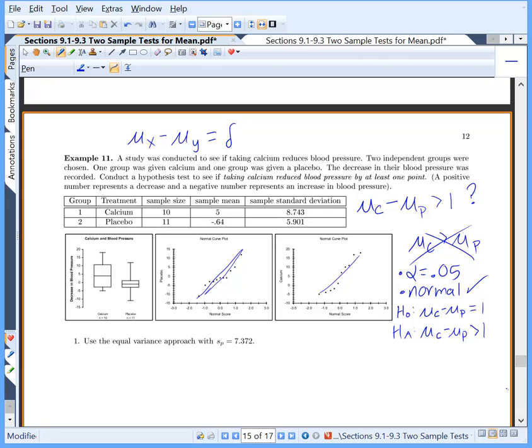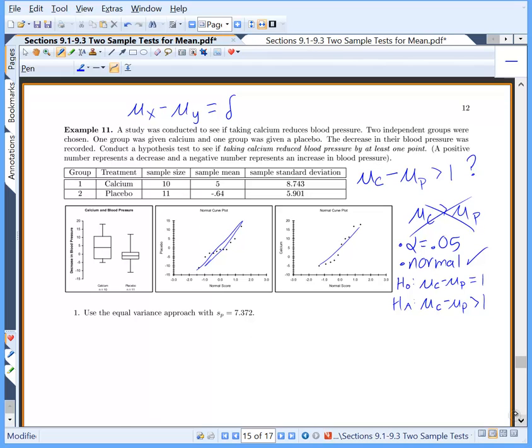So for our first part, use the equal variance approach with a pooled standard deviation, so that's standard deviation, not variance, of 7.372. The reason we're using an equal variance approach is we do know the sample standard deviations. So we have to use a t-test, and I think that maybe these variances could be equal, and specifically I told you to use equal variances.